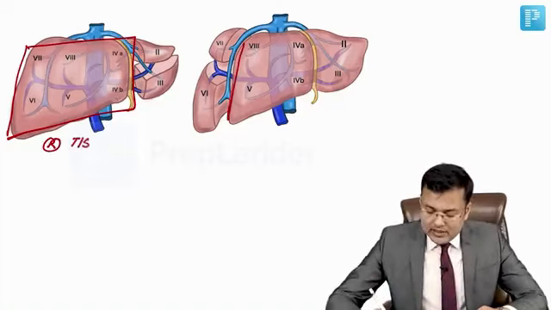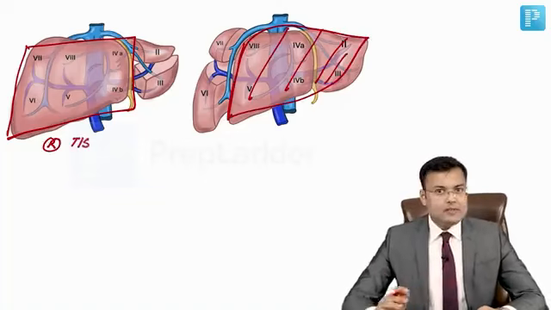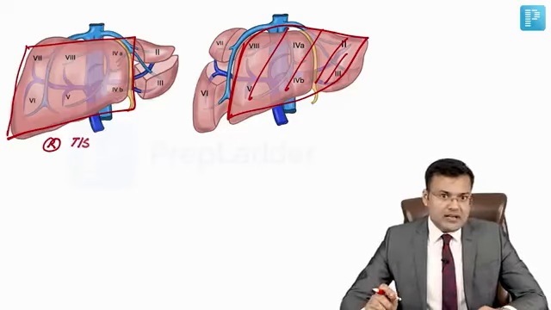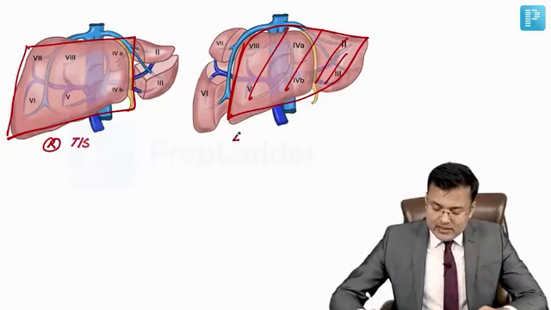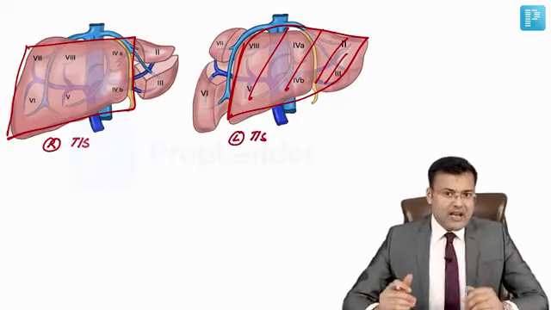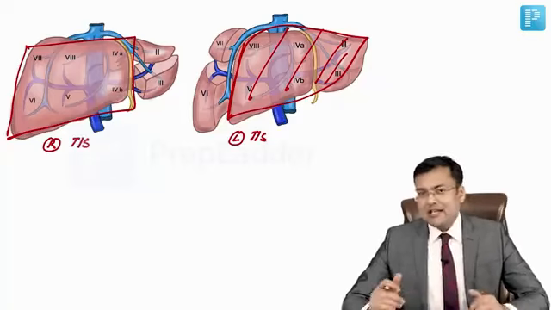Similarly, if you see this image here, I'm going to remove this much part of liver. So I'm removing segment 2, 3, 4A, 4B plus 5 and 8. So obviously this is extended left hepatectomy, also known as left trisegmentectomy.